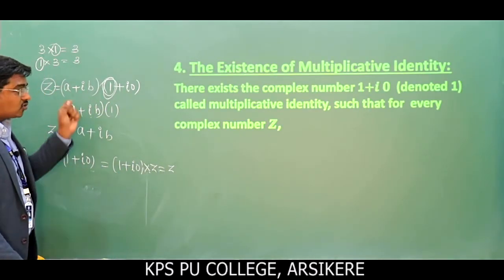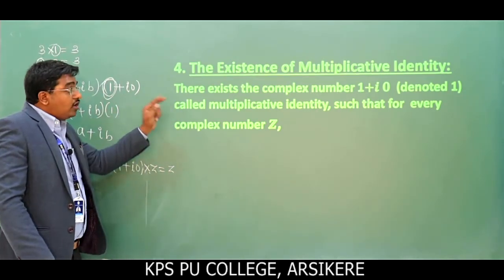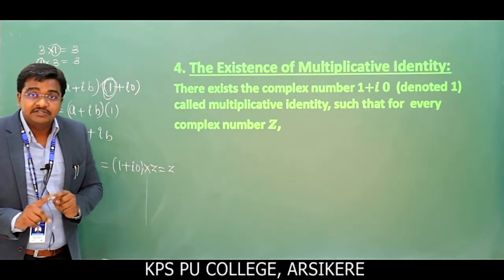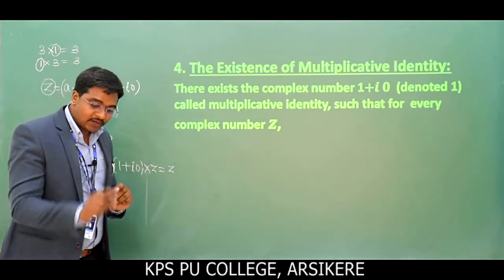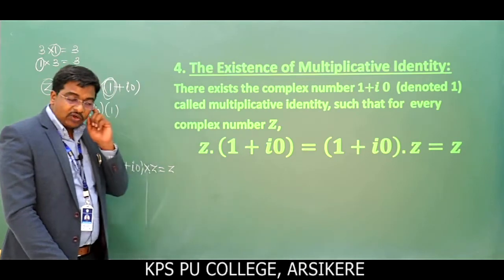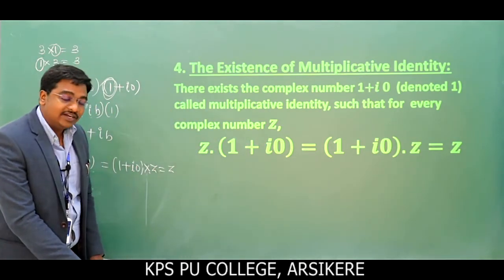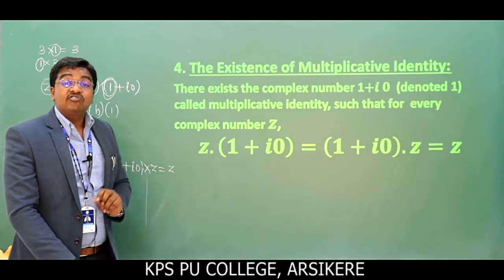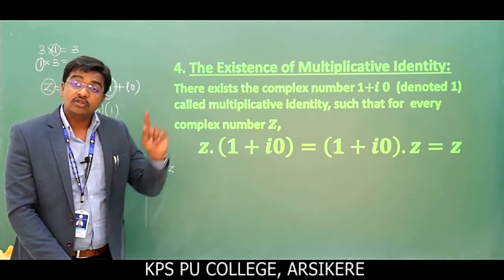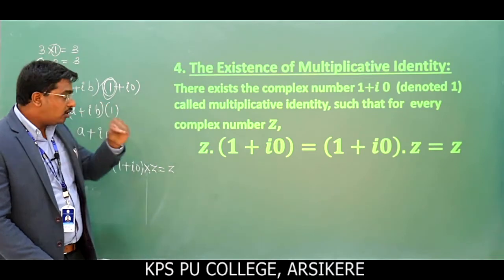Look at the statement. There exists a complex number 1 plus i into 0, denoted by 1, called multiplicative identity, such that for every complex number z, z into 1 plus i into 0 is equal to 1 plus i into 0 times z, which is equal to z. So this is called existence of multiplicative identity. Now tell me, what is the multiplicative identity of a complex number? It is 1. ಅರ್ಥ ಆಯ್ತು ಮಕ್ಕಳ? So take a pause and note down all the things that are written here.